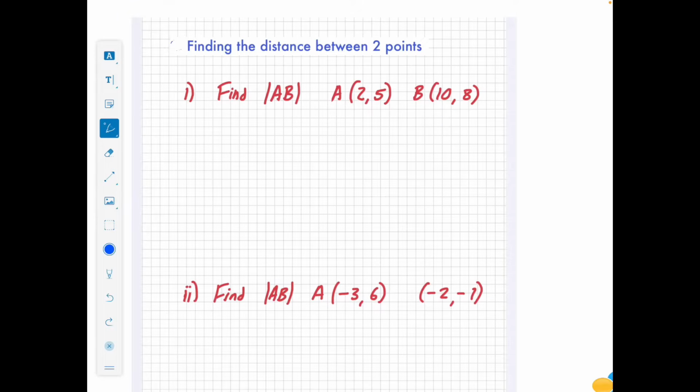Now, the word distance isn't mentioned on that page. The word length is, okay? And we know from everyday life, length and distance mean the same thing. So with all of these questions, you're going to notice a pattern. We're always going to write down the formula first.